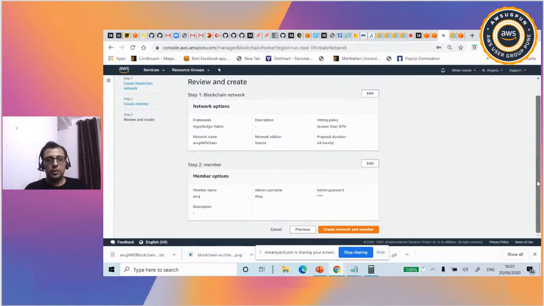Now one member is there, with admin password, and the name is there. The framework I am using, there is only one framework. The voting policy is greater than 30%. If more than 30% agree to it, then that proposal will be pushed onto the blockchain. These are the pure concepts, but Amazon makes it simple. That's what I'm showing. So now I create the network.